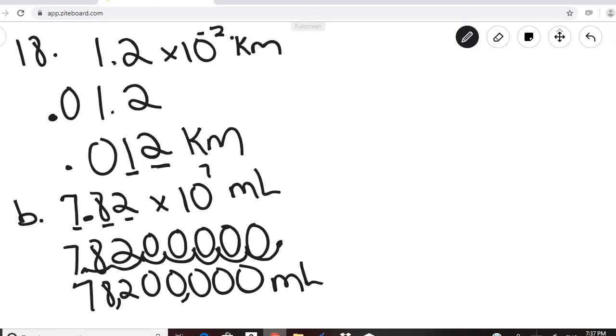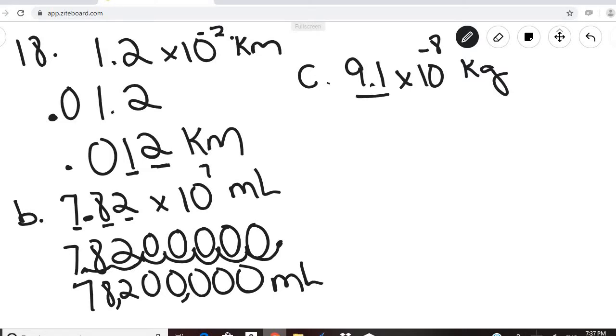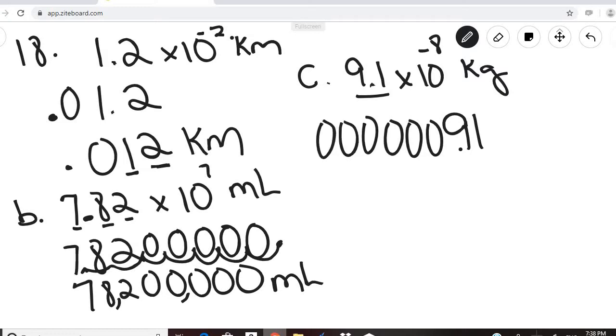Okay, 18C is 9.1 times 10 to the negative 8 kilograms. Okay, so this has 2 significant figures in it. So we are going to move our decimal place 8 places to the left. Okay, so it's starting here. So we're going to go 1, 2, 3, 4, 5, 6, 7, 8.